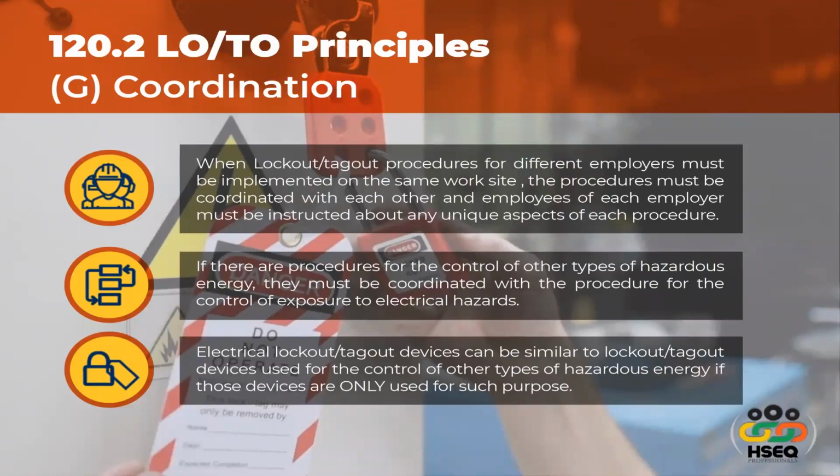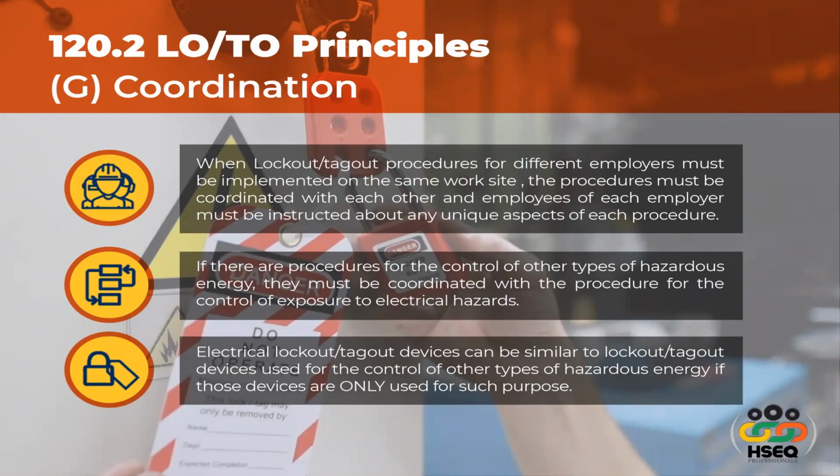Right, 120.2G, coordination. When the lockout and tagout procedures for different employers must be implemented on the same work site, the procedures must be coordinated with each other, and the employees of each employer must be instructed about any unique aspect of each procedure. So the lockout and tagout procedure applies if different employers will be working on the same work site.